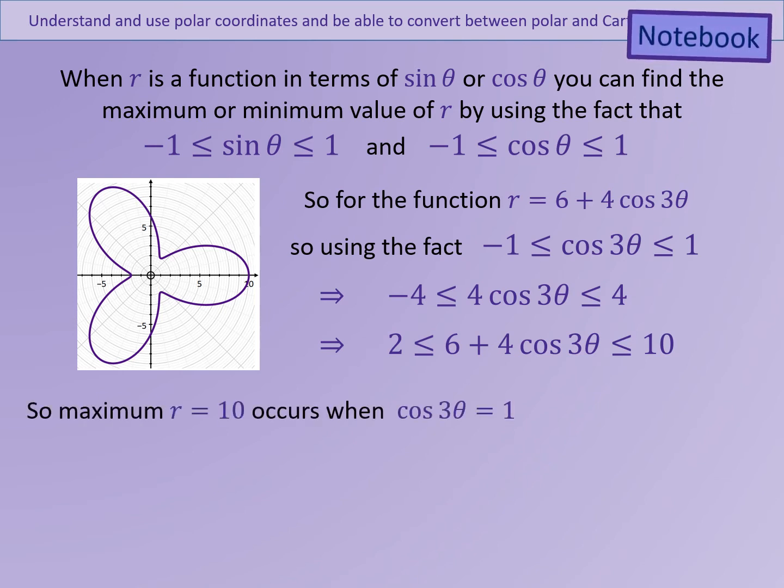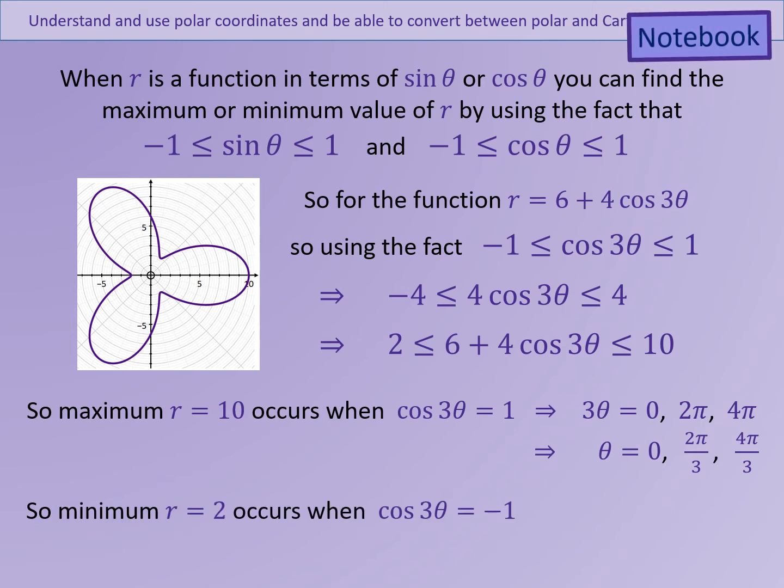So the maximum value of r equals 10 occurs whenever cos 3 theta equals 1. We can use trigonometry to solve this. 3 theta would need to be 0, 2 pi or 4 pi, which means theta will be 0, 2 pi by 3 or 4 pi by 3. And the minimum value r equals 2 occurs when cos 3 theta is -1. This occurs when 3 theta is pi, 3 pi or 5 pi. So therefore theta will be pi by 3, pi or 5 pi by 3.